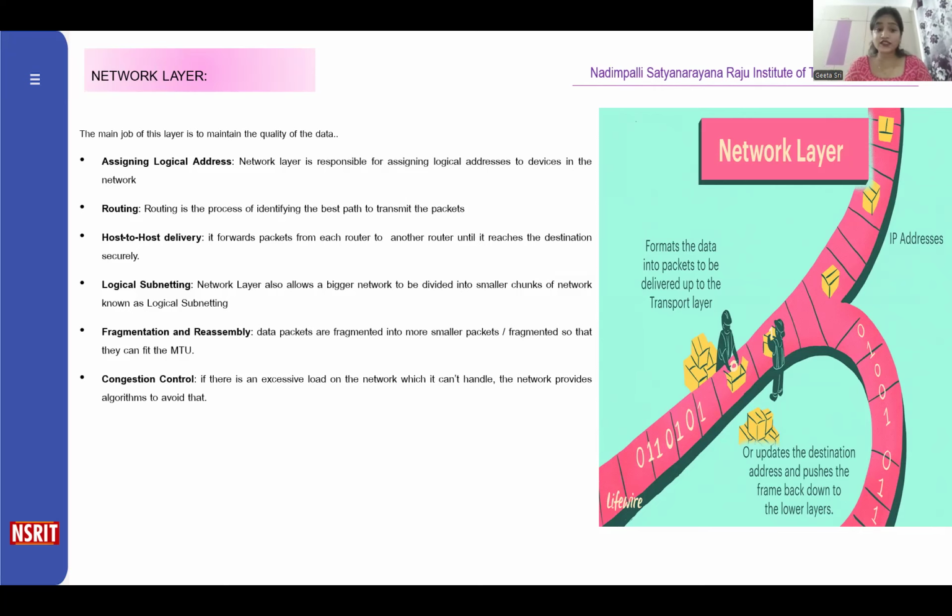It also provides congestion control. If there is any excessive load on the network which it can't handle, the network layer provides different congestion control algorithms to avoid that. These are the main functionalities of network layer.